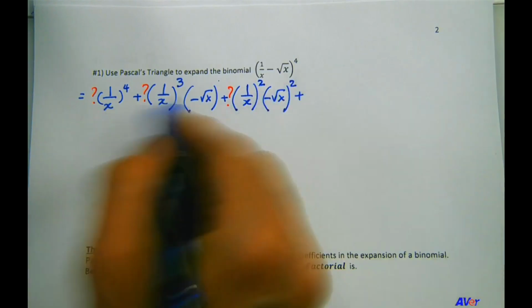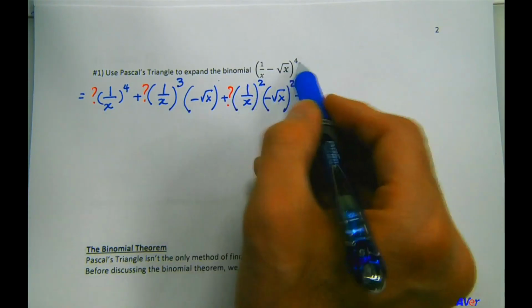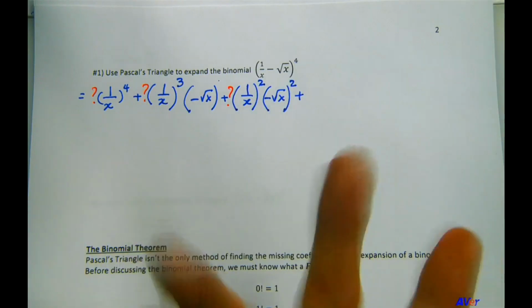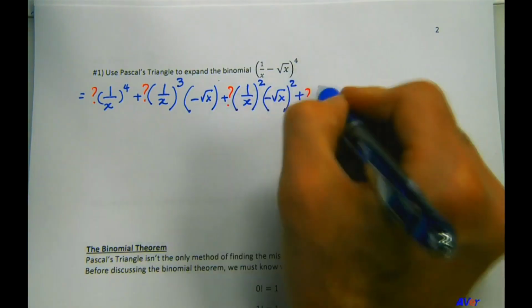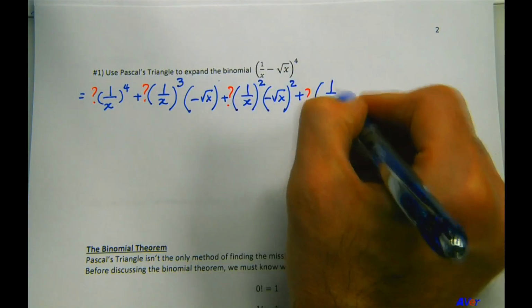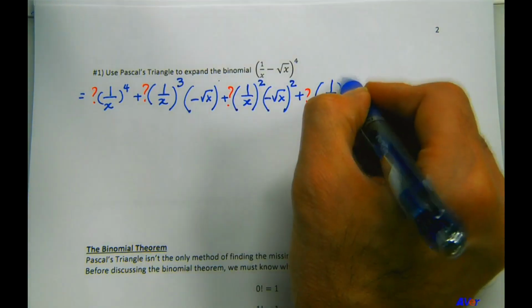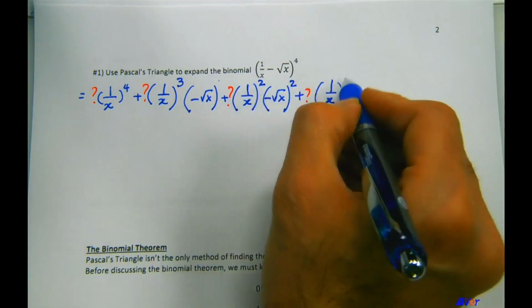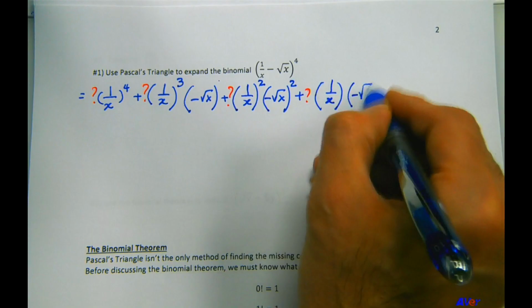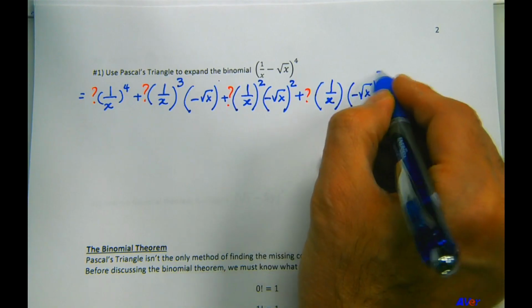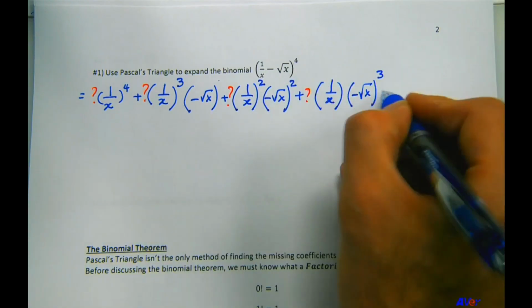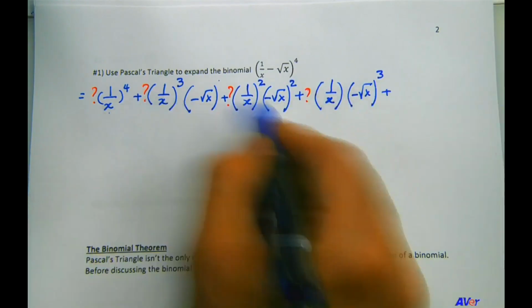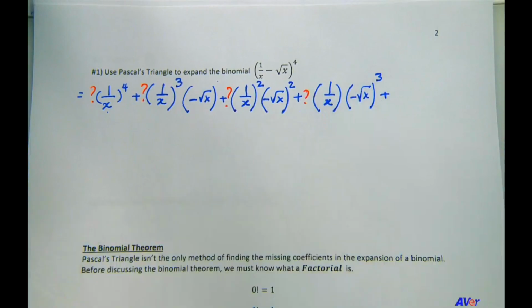So 1, 2, 3. We determined we have 5 terms, right? So we have 2 more terms to obtain. Okay, so 1 over x to 1st power, reduce this power by 1. I'm not going to write it because it's just 1. Times minus square root of x to 3rd power, right? 3 plus 1 is 4. And the last term, 1, 2, 3, 4, the 5th term is going to be the last term.